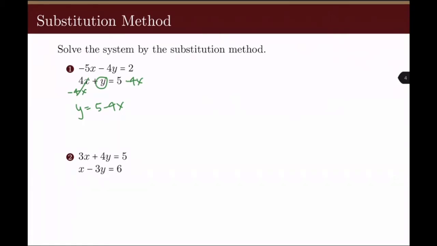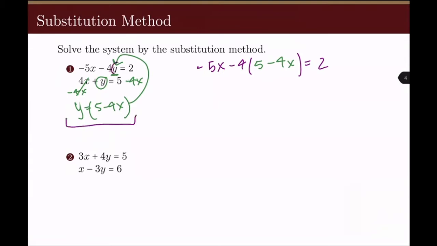So we want to pick a variable that has 1 as its coefficient to solve for. So now that we've got this equation, what we're going to do is plug in 5 minus 4x for this y in the top equation. So that means we'll have -5x minus 4 times 5 minus 4x equals 2. So you see I put the equation that we solved for right into this y spot. So now we'll have -5x minus 20 plus 16x equals 2. So that means, let's see, 16 minus 5 is 11x equals 22, which means x equals 2.